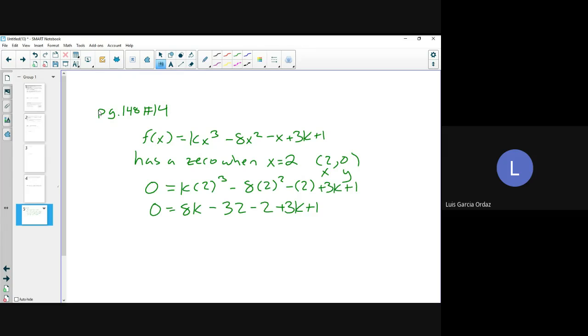11k plus 3 or minus 33. 11k minus 33. All right, and then we have to isolate for k. So we move the negative 33 over, so we get 33 is equal to 11k. And then we have to divide both sides by 11. So what does k equal? 3.